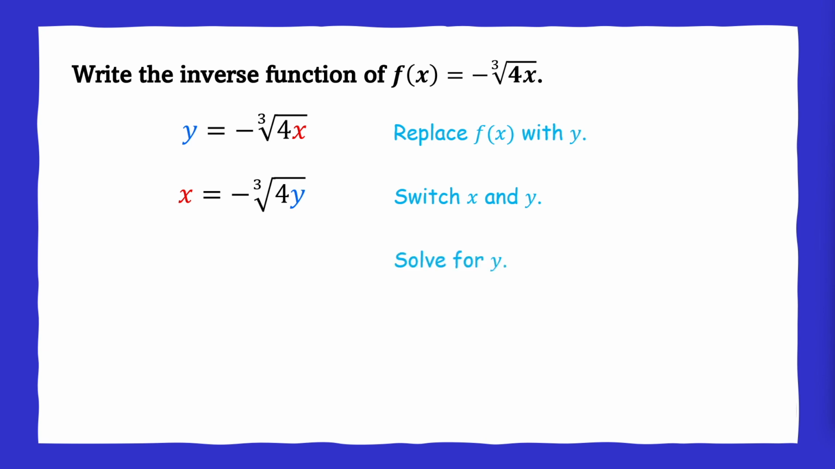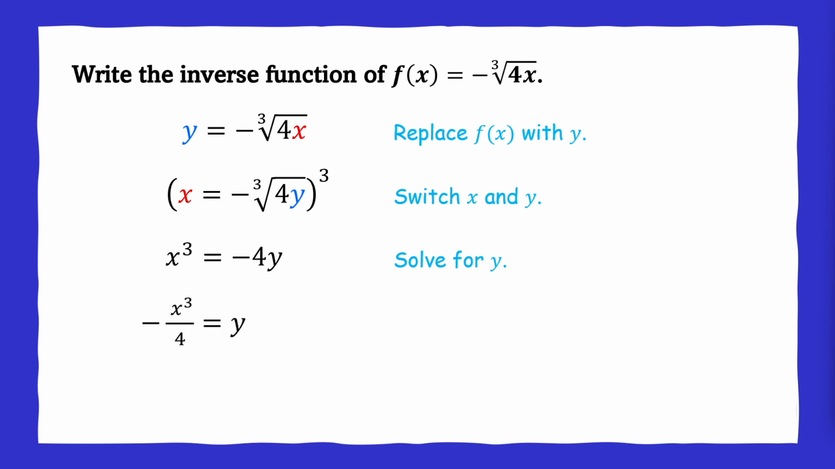Now solve for y. Since y is inside a cube root, we get rid of the cube root by cubing both sides. This gives us x cubed equals, since raising a cube root to the third power cancels out the radical, we get negative 4y. Recall that the negative sign remains when it's raised to an odd power. To isolate y, we divide both sides by negative 4.